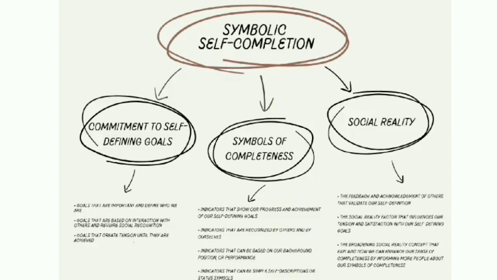According to the theory, when we have enough symbols of completeness for our self-defining goals, we do not need to seek more symbols or to show them off. However, when we lack symbols or feel insecure about our identity, we try to find or display more symbols to fill the gap and reduce the tension. This can lead us to buy things, join groups, or do things that are related to our goals and identity. This is how symbolic self-completion works.